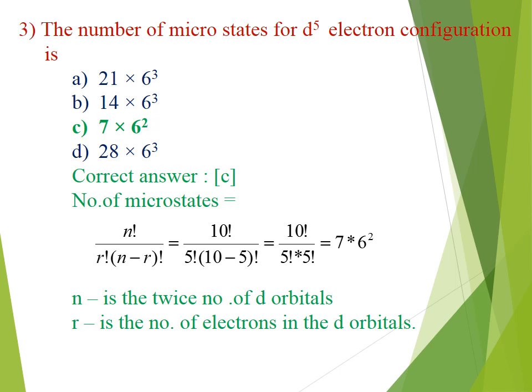You substitute the values, you will get 10 factorial divided by 5 factorial into (10 minus 5) factorial, that will be equal to 7 into 6 power 2. This is the correct answer. Similarly, you can work out the number of microstates possible for the p3 configuration. Here n equals 6, r equals 3. You substitute it, and you will get the number of microstates for the p3 level also.